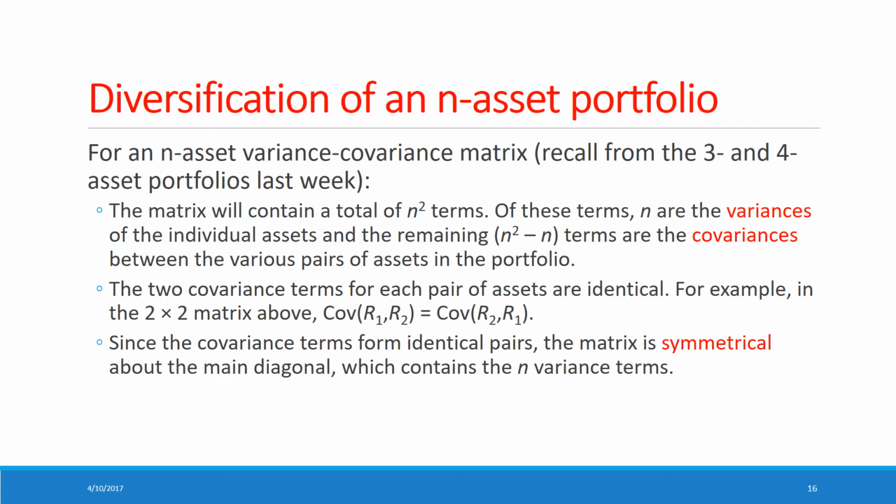Now let's generalize and look at a case where we have more than two assets, right? So if we were to consider a portfolio with n assets, what would happen to the variance-covariance matrix? To calculate a portfolio standard deviation or variance, we need to construct a variance and covariance matrix like what we saw from last week, where, say, if we have three assets, we would have something like this. So weight A, standard deviation A, weight B, standard deviation B, weight C, standard deviation C.